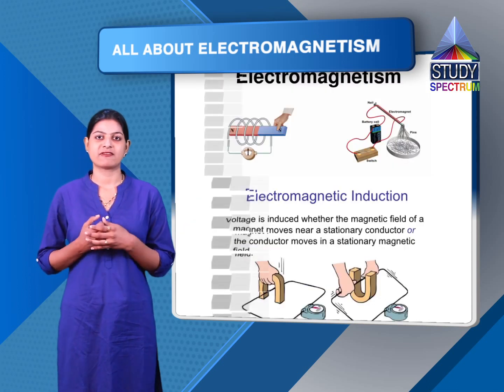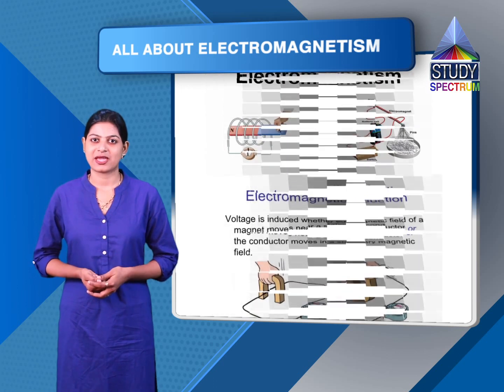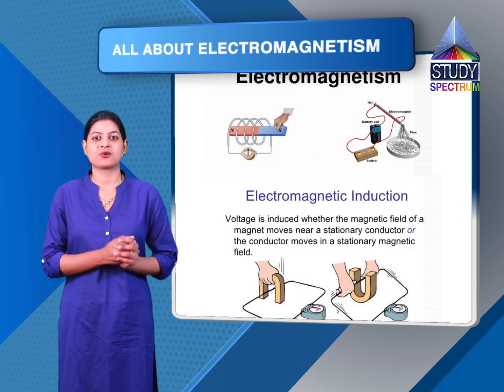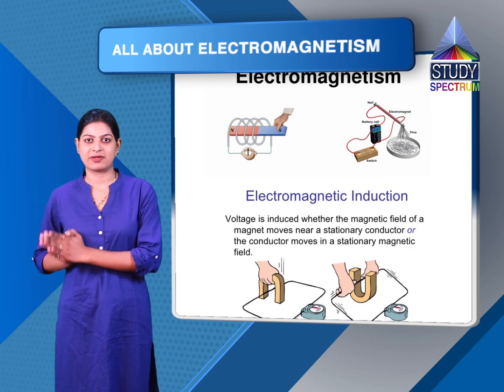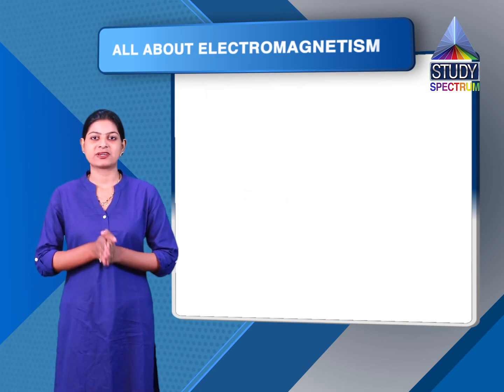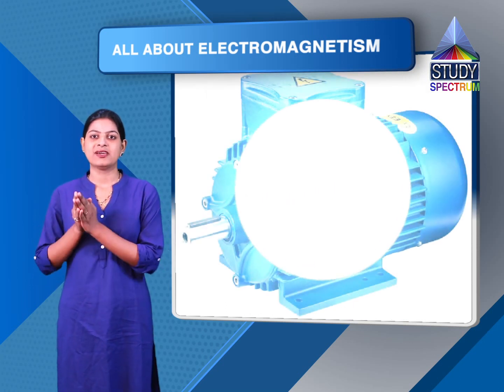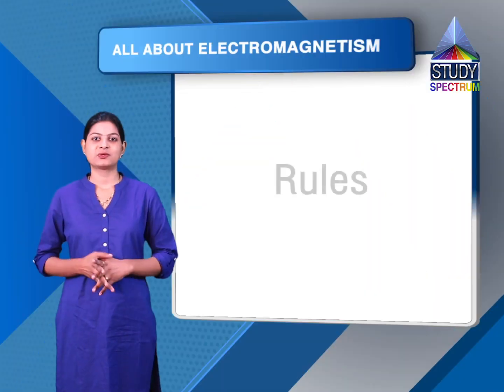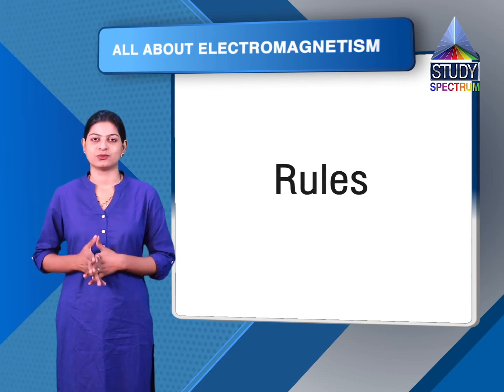This is the working of an electric motor, and in this way electromagnetism or electromagnetic induction is used in an electric motor. The electric motor is one of the applications of electromagnetic induction. So the third question in the exercise is: state the rules.